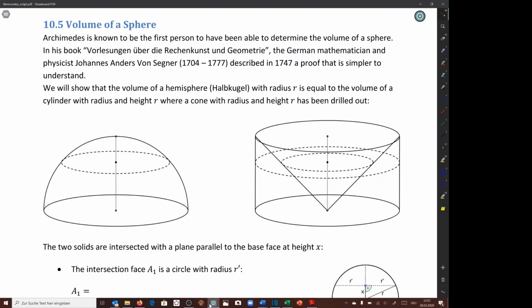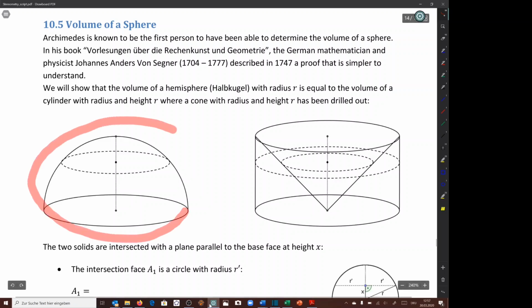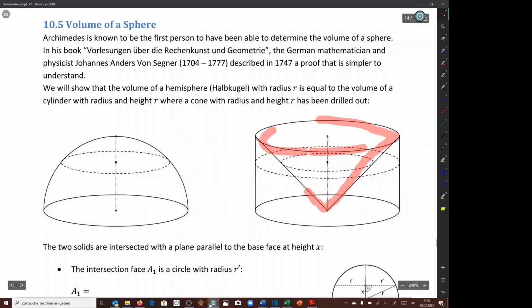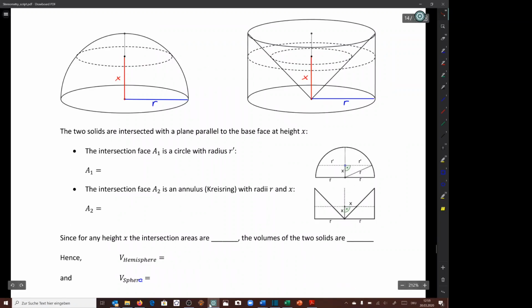Here let us look at the proof provided by the German mathematician Johann Andreas von Segner in the middle of the 18th century. We will compare the volume of a hemisphere with the volume of a cylinder into which a cone has been drilled and this part has been extracted from it. And we will show that these two volumes are the same. Both base faces are the same, namely circles with the radius r.